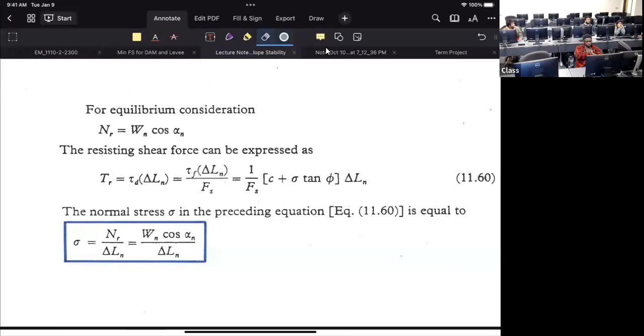Where is the lecture? Where is the lecture here? This one is not there. It should be in Canva. Can you upload it in Canva?